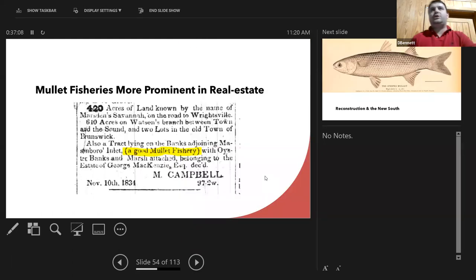So the mullet fishery becomes more prominent in real estate transactions you see during this time period. Here's an example of a mullet fishery that's being advertised at Masonboro Inlet in New Hanover County.